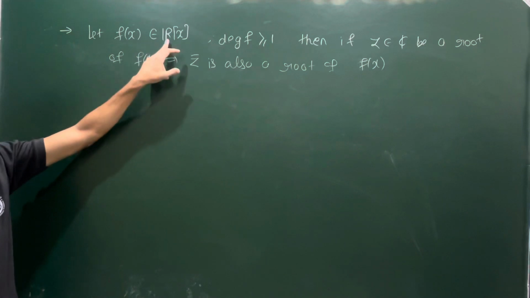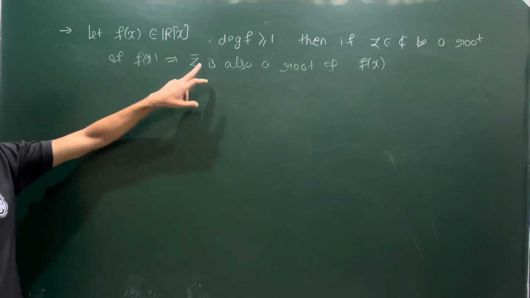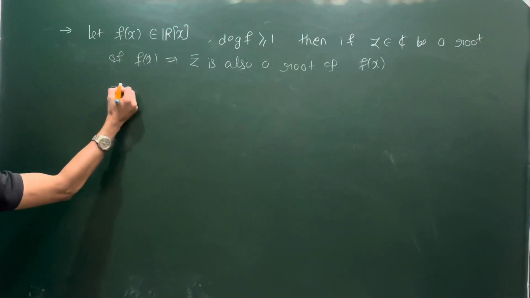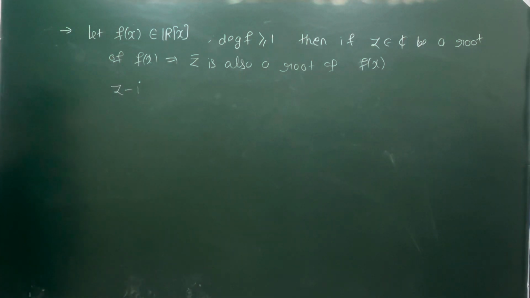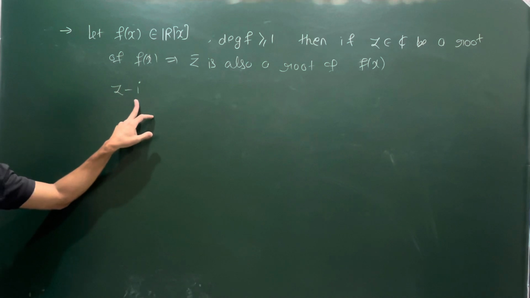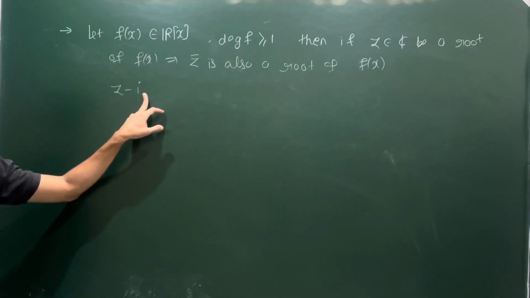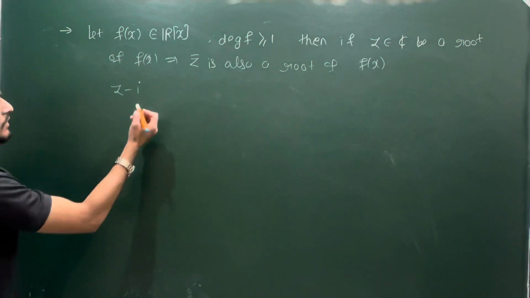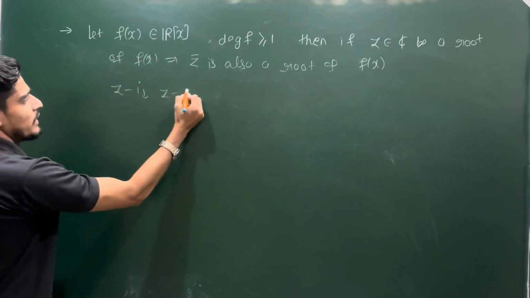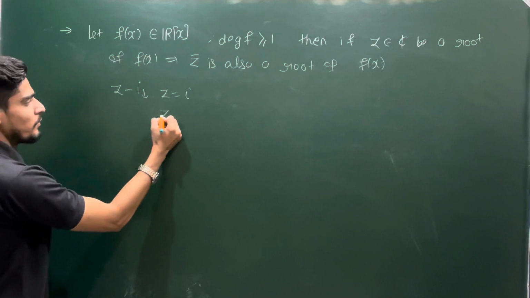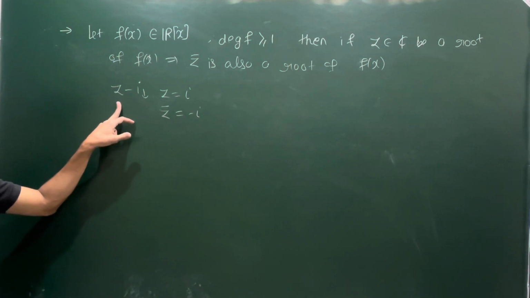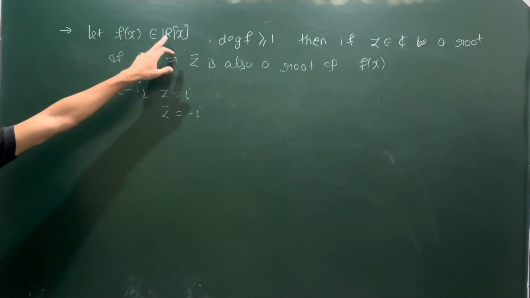But if your polynomial is not inside R[x], then this is not true in general. Why is it not true in general? See, if I define this polynomial z minus iota, this is a complex polynomial. Degree of this polynomial is 1. It has only one root, that is z is equal to iota. So this polynomial has only the root iota, but z bar, which will be minus iota, is not a root. So this is possible only when you are in a real field.